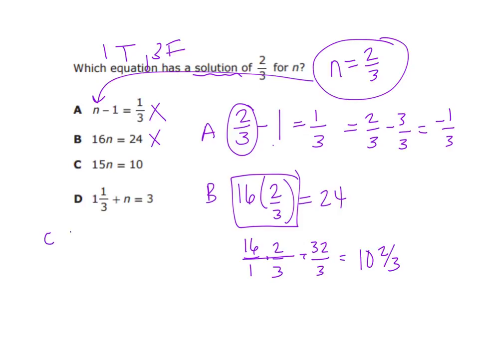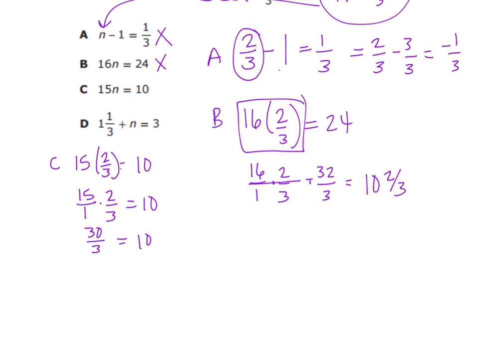C, we have 15 times n, so 15 times 2/3 equals 10. 15/1 times 2/3. When I get this, I have 30/3, which simplifies down to 10 equals 10. So I'm liking that one, but we're going to go ahead and try D.